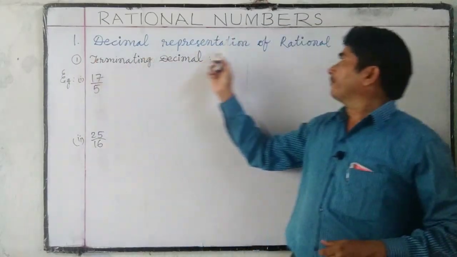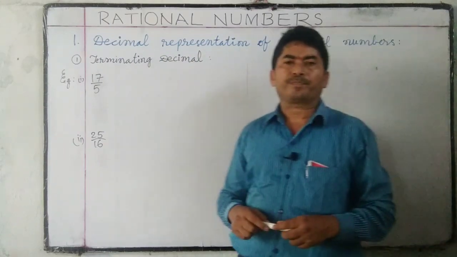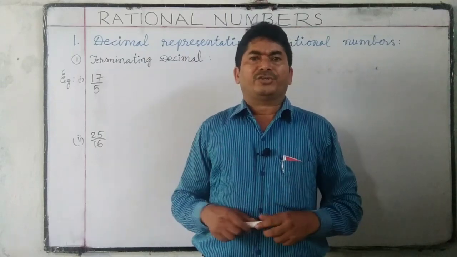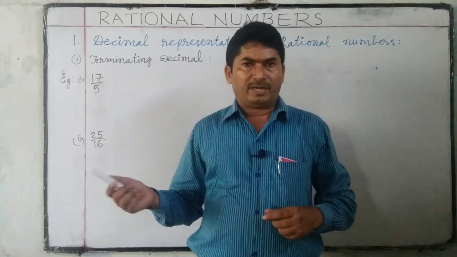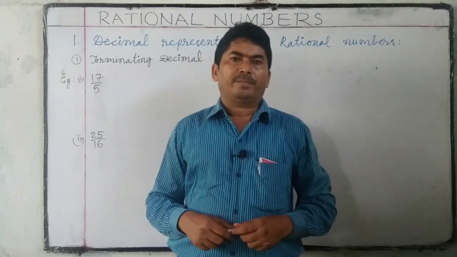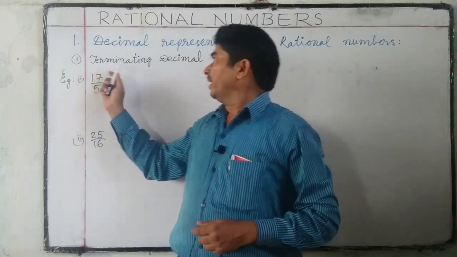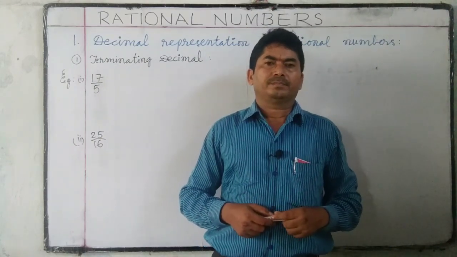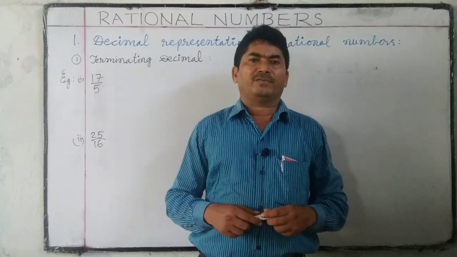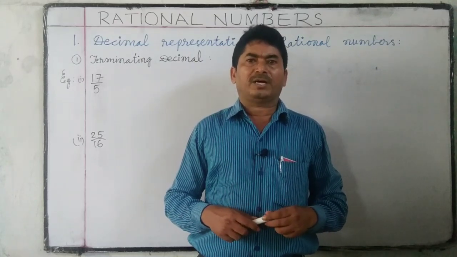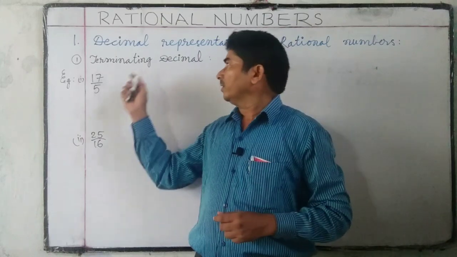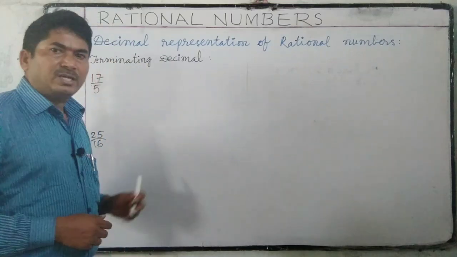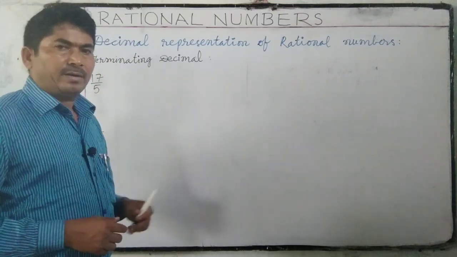First, decimal representation of rational numbers. The decimal representation of every rational number is terminating or non-terminating. First, terminating decimal. What is a terminating decimal? The rational number which terminates in the process of division is called a terminating decimal. Let us observe two examples to understand terminating decimal.